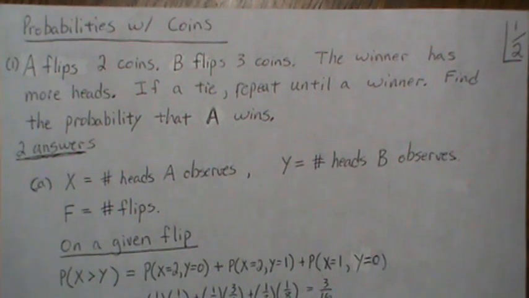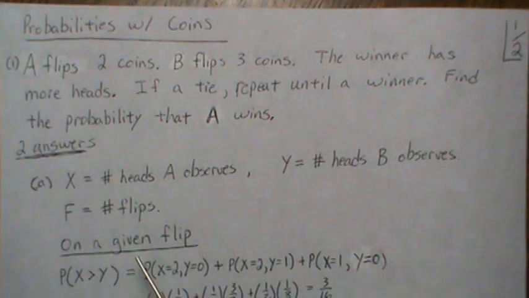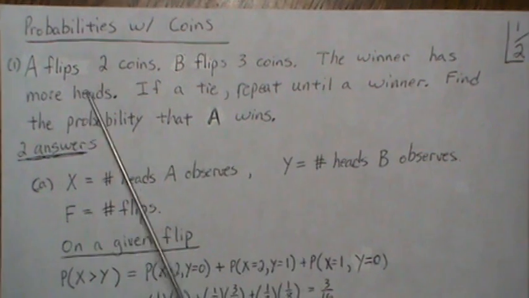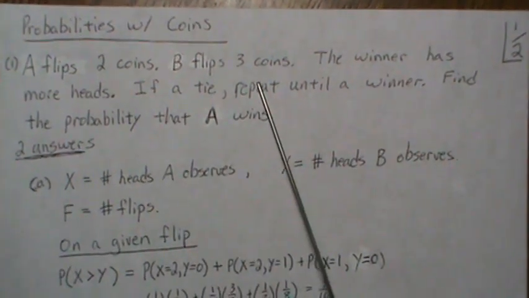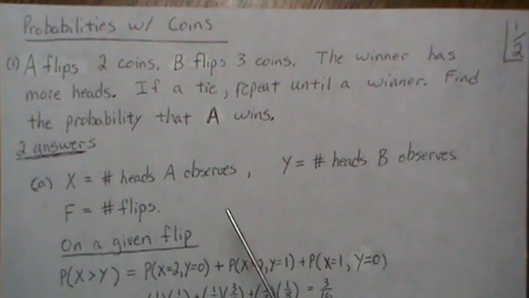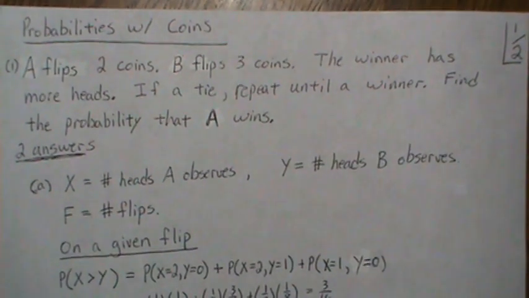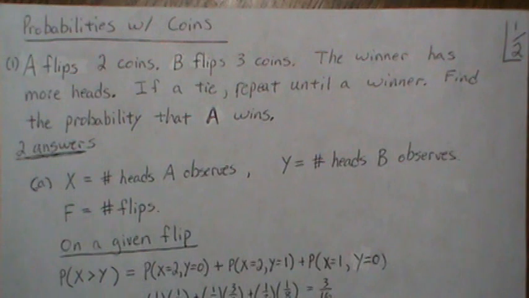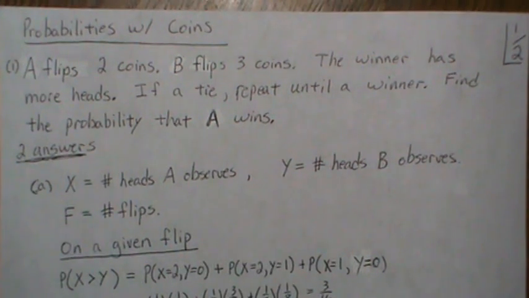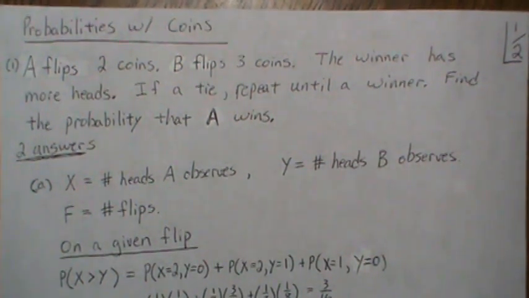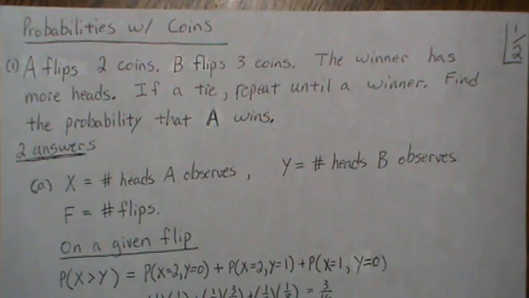And so here we're going to calculate probabilities with coins. So let's say A flips 2 coins and B flips 3 coins. The winner has more heads. If a tie, meaning they have the same number of heads on a flip, we repeat until there's a winner. And we want to find the probability that A wins.